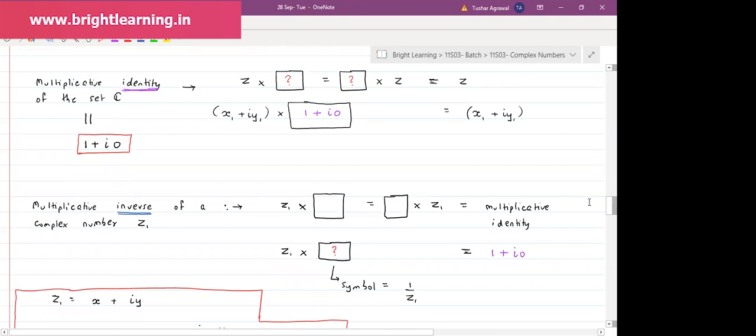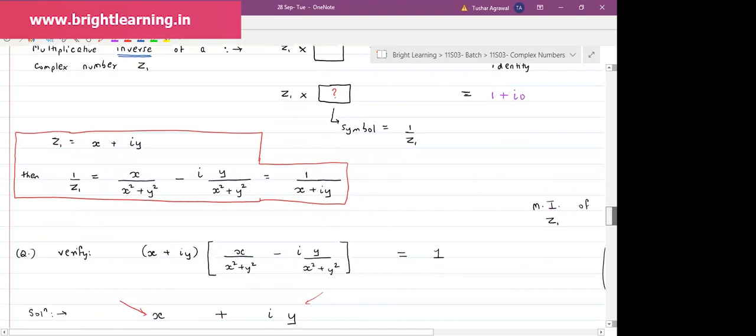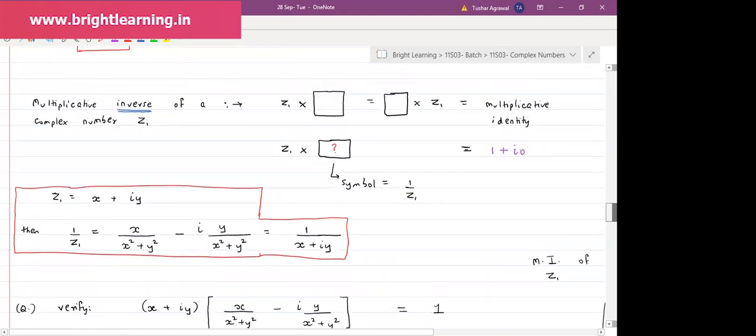Then the multiplicative inverse. This is a little bit of a tricky concept. Let's suppose Z1 is there. Its multiplicative inverse symbol is 1 upon Z1. Z1 multiplied by 1 upon Z1 should give our target, the multiplicative identity 1. And I just told you that 1 upon Z1, the multiplicative inverse of x plus iy, will be x upon x square plus y square minus i times y upon x square plus y square.